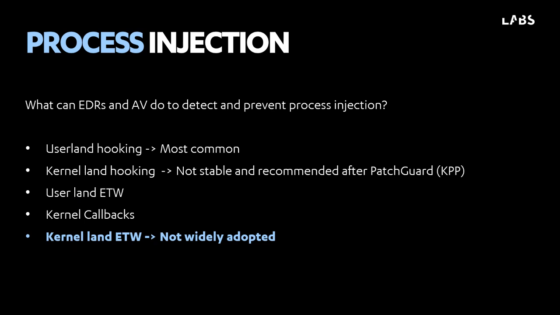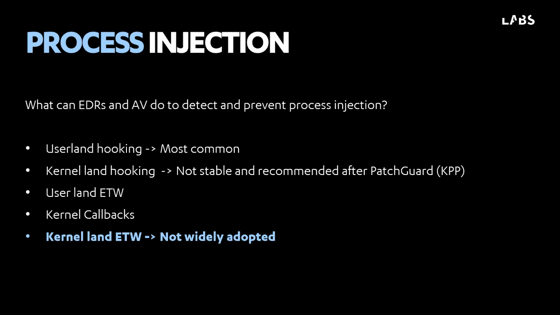So regardless of some of the defense evasion we can do to bypass our userland hooks, if there are kernel callbacks in place, they could still provide our endpoint products with visibility of those things taking place. And we saw an example there of a new process being created and triggering the kernel callback, regardless of what kind of userland defense evasion we might employ. And then the last one that's quite interesting is kernel land ETW.